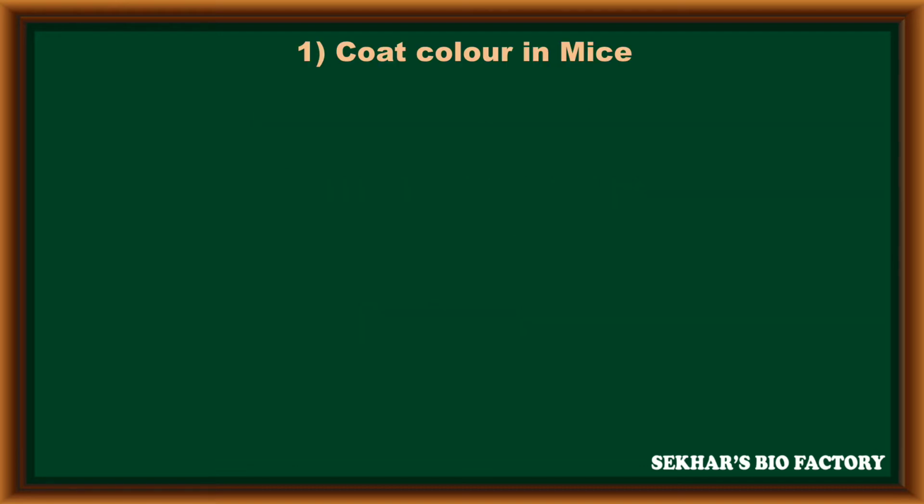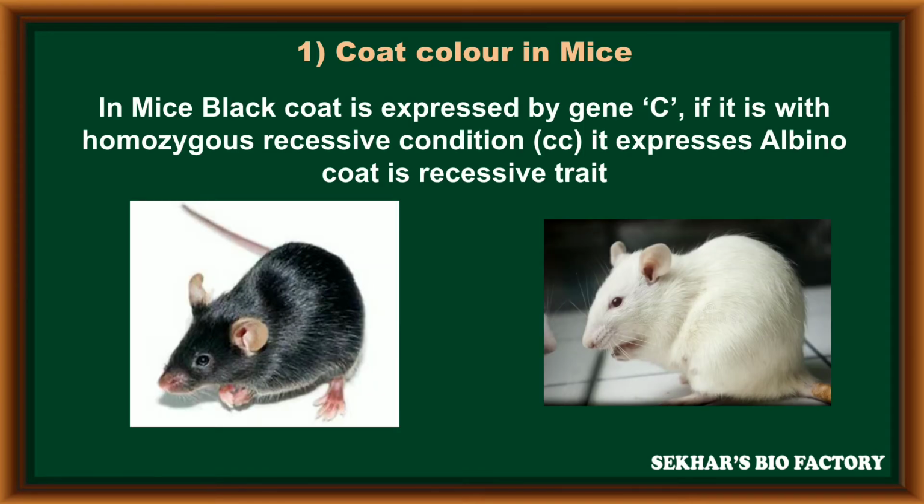The first example, coat color in mice. In mice, a black coat is expressed by a gene called gene C. If the gene is present in the dominant condition, either homozygous or heterozygous, this C gene can produce a black coat in mice. In a similar way, if the gene is present in the homozygous recessive condition, like small c, at this time an albino coat is expressed in mice.